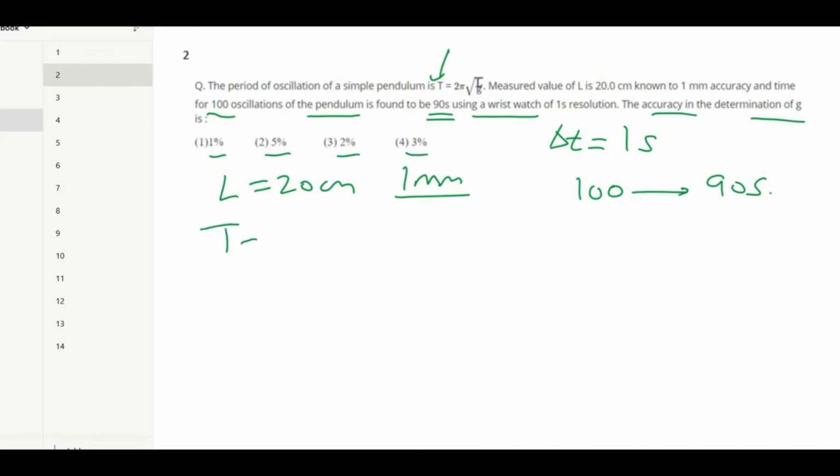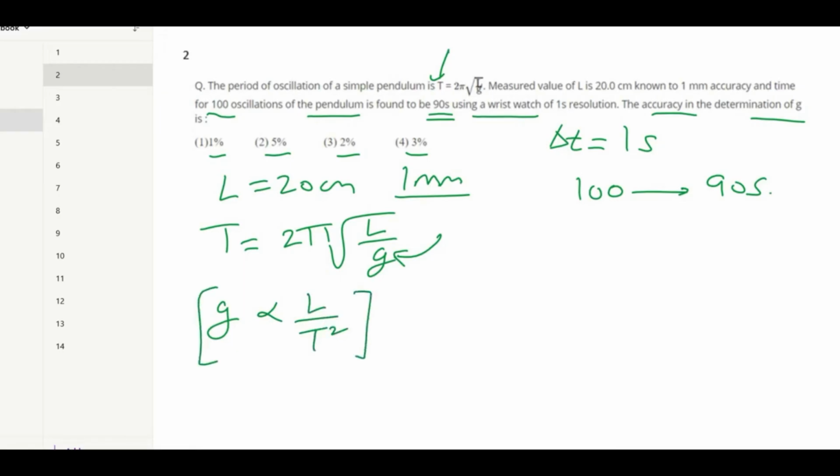So let us write down the formula. T is equal to 2 pi square root of L by g. Now since we are supposed to find g, let's isolate the value of g. So g can be written as directly proportional to L divided by T squared. Now since we have the formula, I can write delta g by g equal to delta L by L plus 2 times delta capital T divided by capital T.